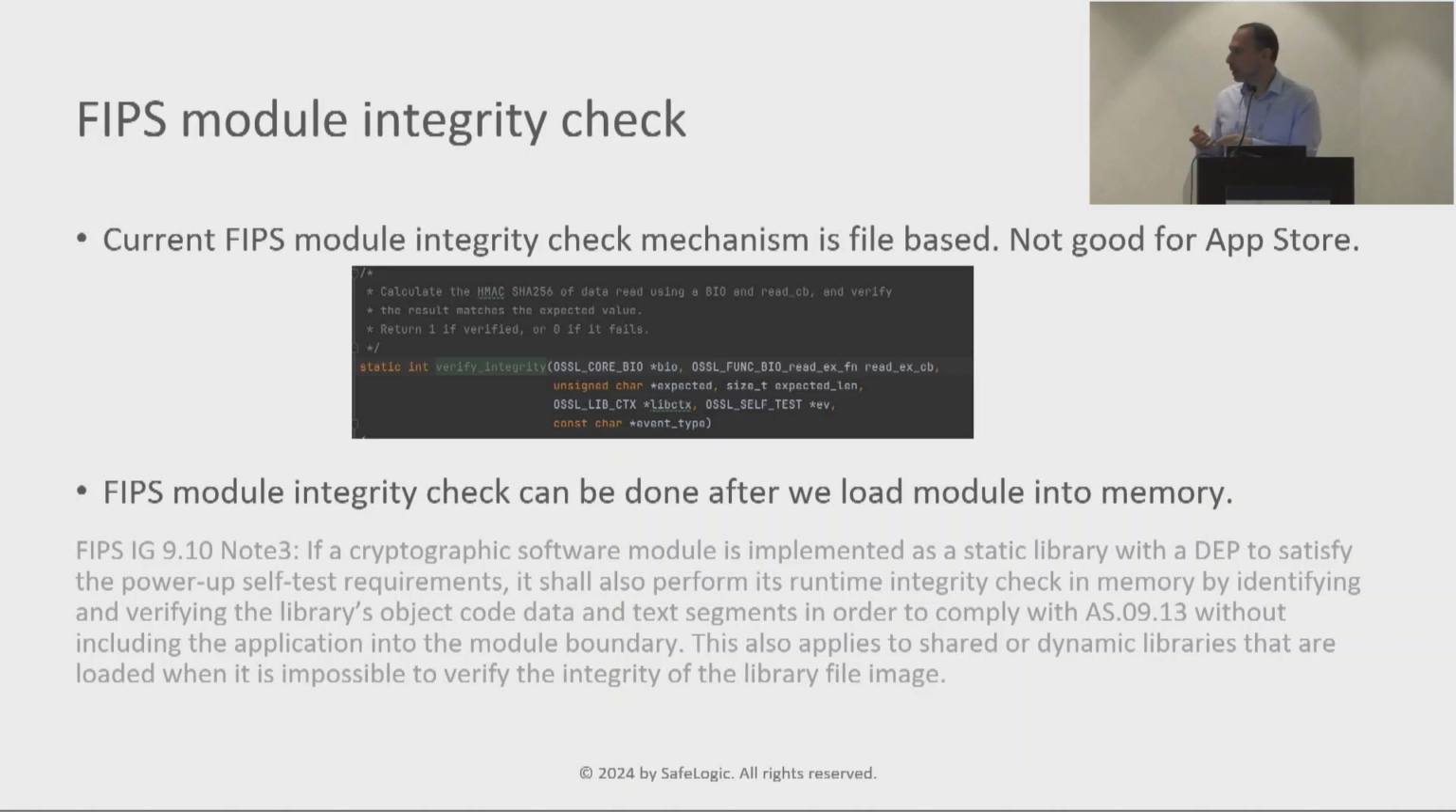So you have to look at the text segment, at the code data segment. It's a bit more tricky, but basically it's the same, right? Either we check it on the file or we check it once the module is already in memory, and actually it's much better to do it once the module is in memory. So we have this option.